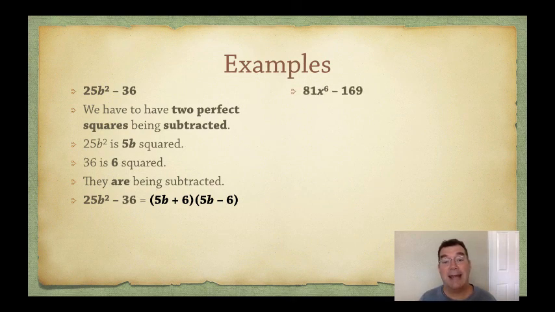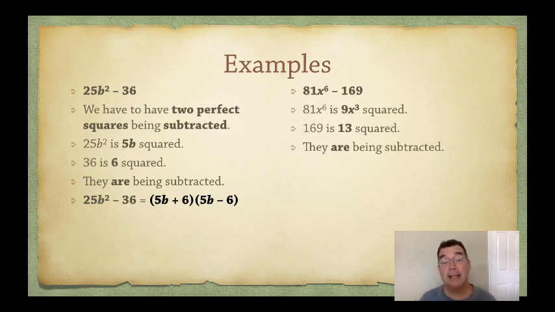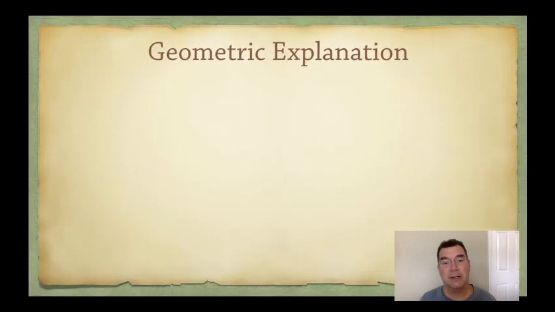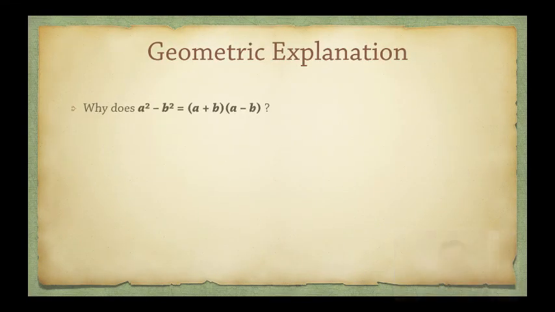Okay, if I had 81x to the 6 minus 169, if I square root each part, the first part becomes 9x to the third, and the second part becomes 13. There is a minus in the middle, so this is a difference of squares, so the factorization is 9x cubed plus 13 times 9x cubed minus 13. It really doesn't matter which set of parentheses gets the plus and which one gets the minus, as long as they're different.